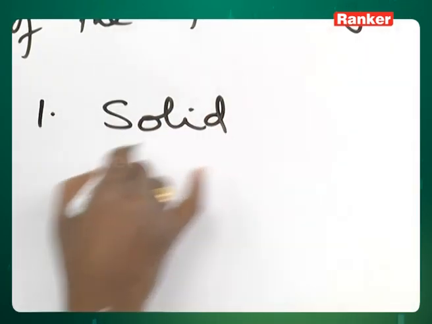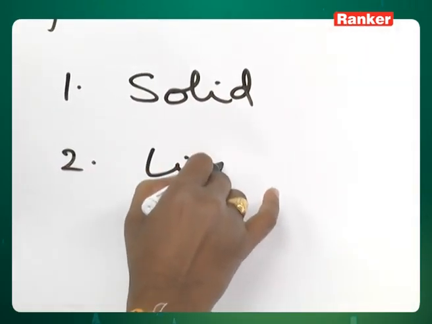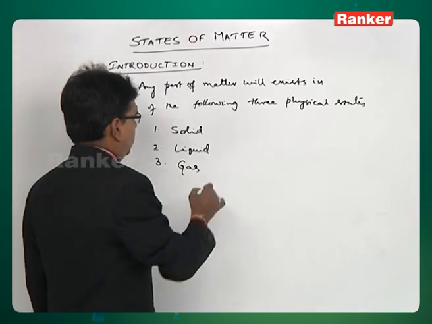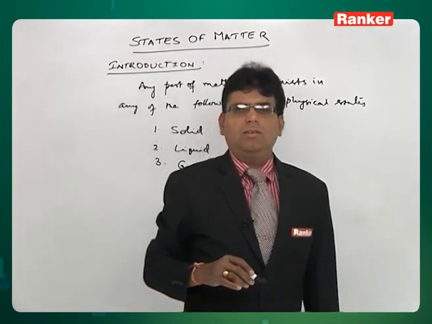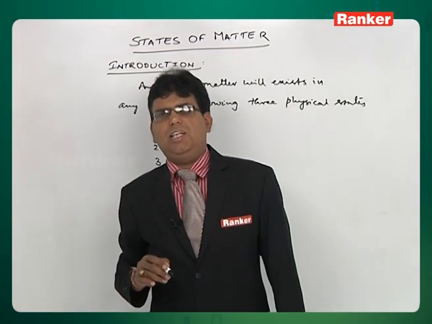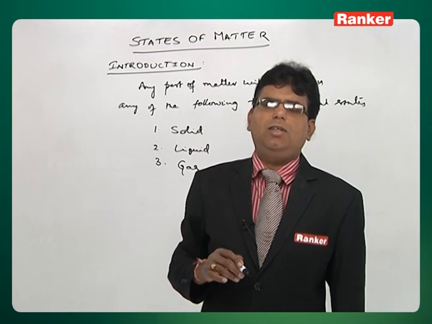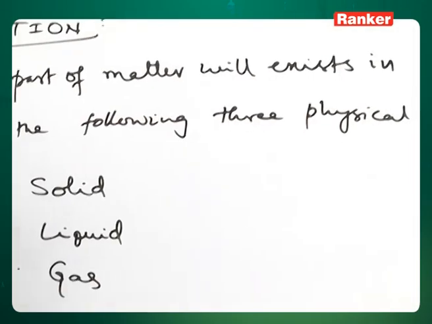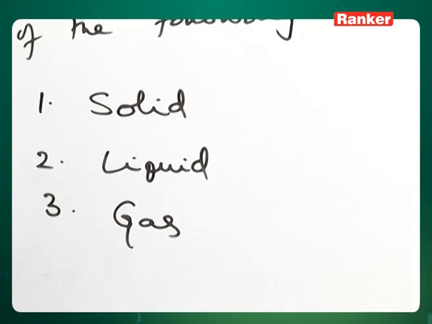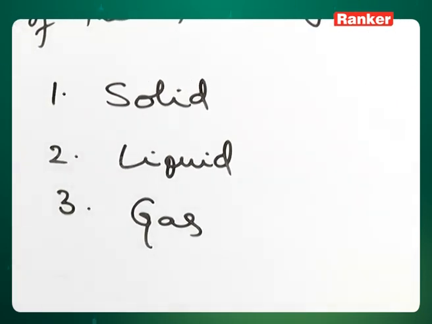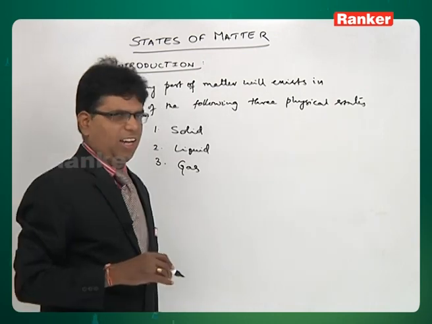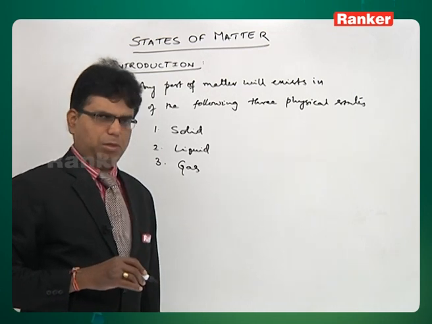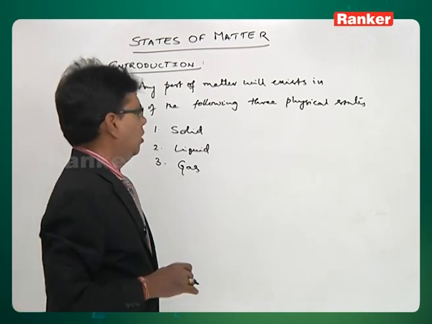Solid, liquid, gas. These are the three main physical states in which any part of the matter is likely to exist. Then, what are the differences between the solid, liquid and gaseous states? Examples. What are the characteristic differences among the three? Different characteristic properties of the three is what we discuss.